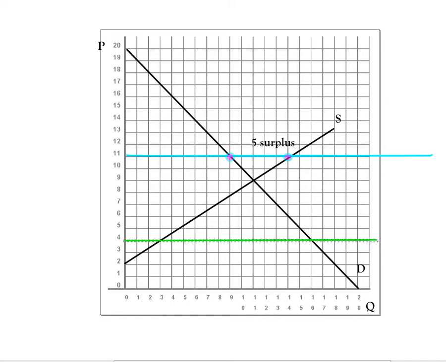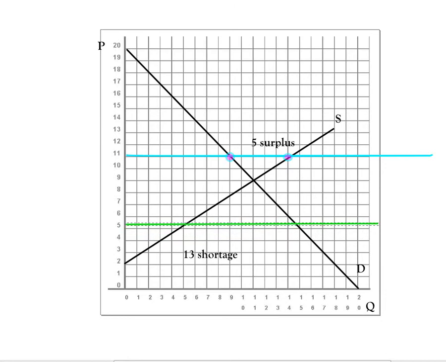So let me label that. 13 shortage here. What's going to happen when there's a shortage? Well, the sellers are going to see that they're selling out very quickly at a price of 4, and that's going to cause pressure for the price to increase. People in the market are going to see, wow, this good's cheap, but I can't get as many as I want, and people are going to start bidding the price up. So there's going to be upward pressure on the price.